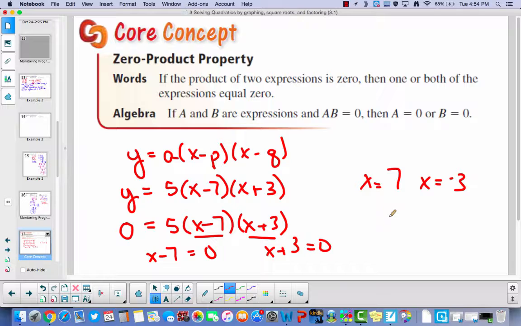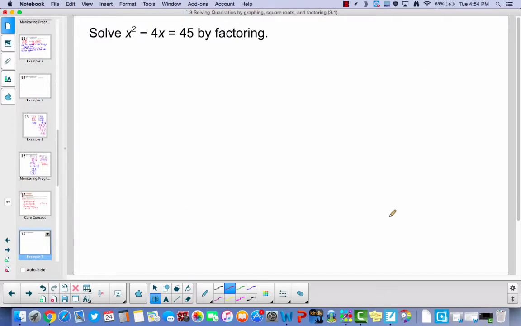All right, let's take a look at a few examples. Write this problem down. We're going to solve it by factoring. x squared minus 4x equals 45. Now, turn to your side partner and talk about what you think you need to do first.